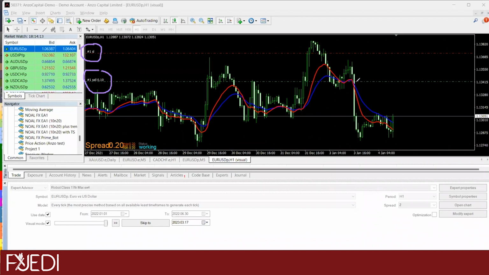Remember, we told it to sell when the red moving average crosses below the blue, and to buy when the red crosses above. So you can see we had that cross over here, which is why it sold here and put the stop loss 30 pips away. Now let's measure that.